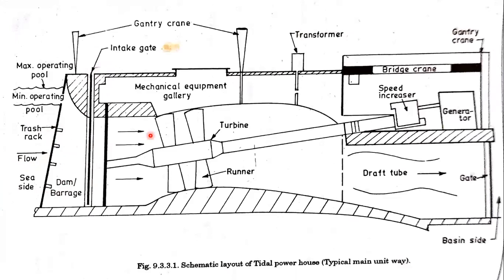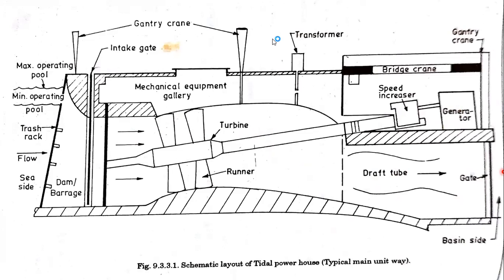So water will be flowing through the turbine, so there will be a rotating movement. This mechanical movement is transferred to the generator. This is the draft tube, nothing but the gate here to allow the water which is flowing from the turbine. After the water has flowed through the turbine, it is collected here and sent away again to the basin side.